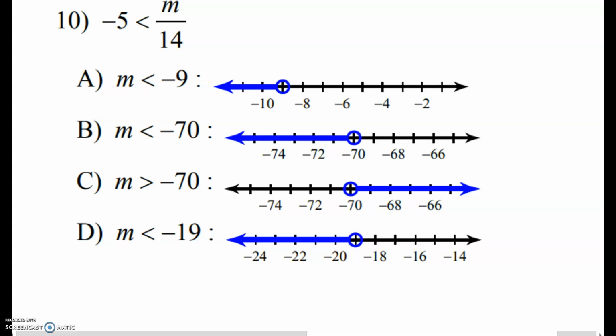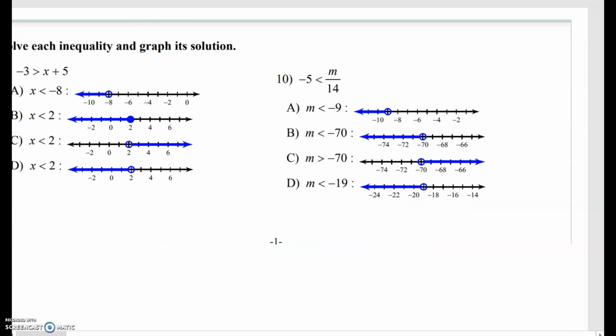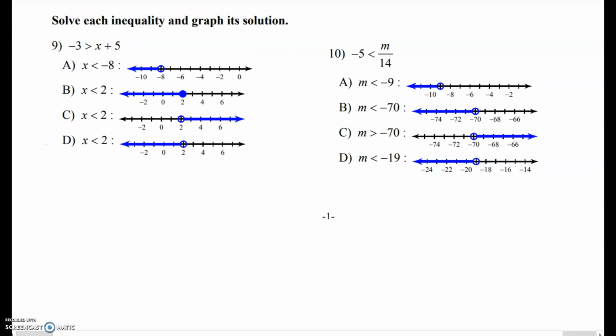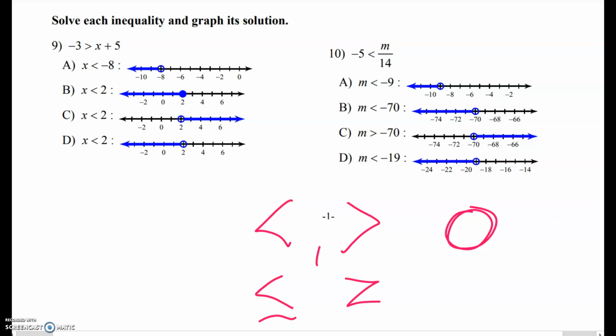All right, these problems, all they want you to do is graph an inequality. Before I even do these problems, remember, if it is a less than or a greater than symbol, it's going to be an open circle. If it's a less than or greater than with an equal, it's a closed circle. So if I look at number 9, it has an inequality sign without an equal sign. So I know it can't be B right off the bat. Try to do things like that to help you narrow things down.